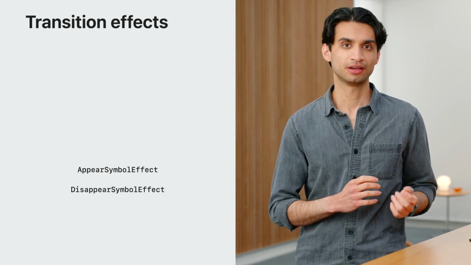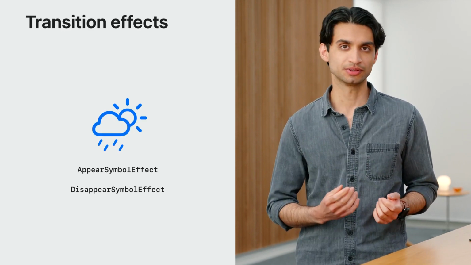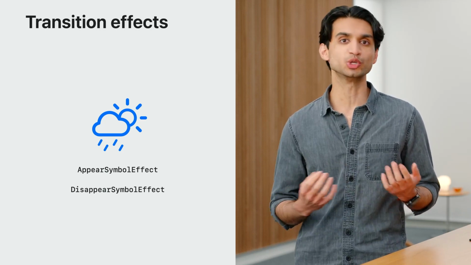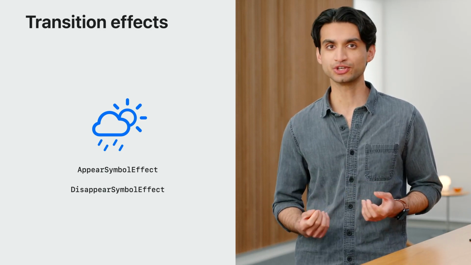Finally, we have appear and disappear, which can show and hide symbols with unique animations. These effects are uniquely classified as transition effects. But before we get into that, we need to talk about parallel universes. Don't worry though, it's not as complicated as it seems.